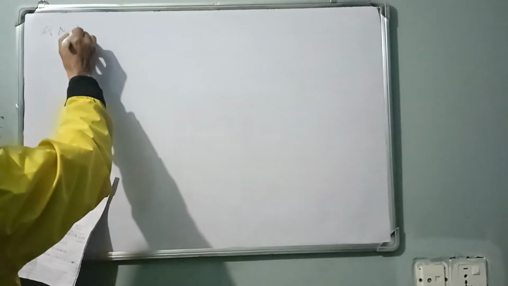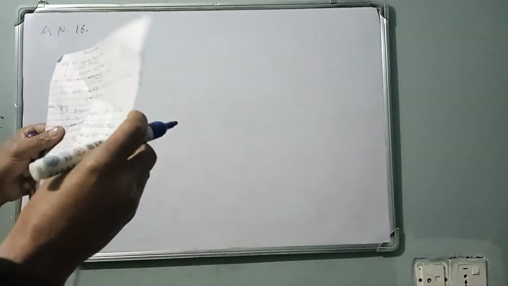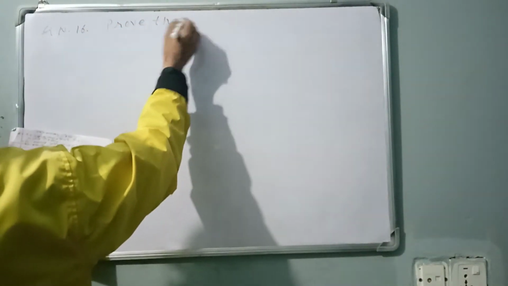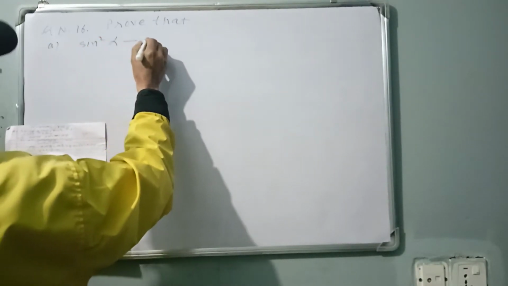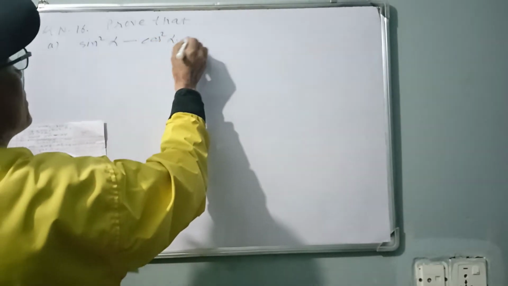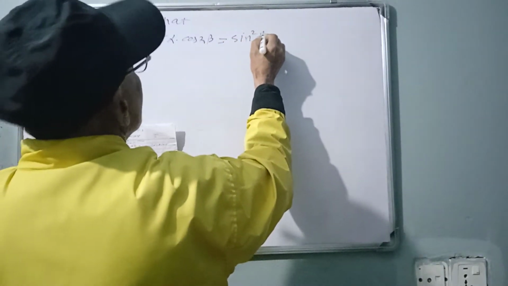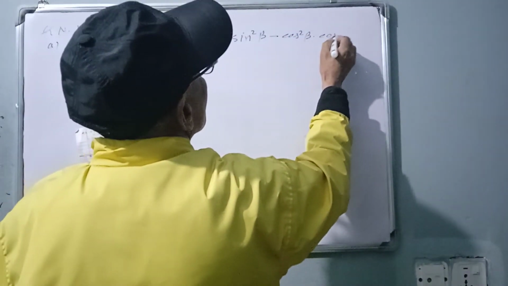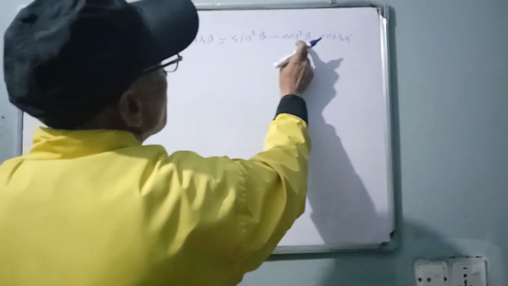Now, the next question is question number 16. For question number 16, you have to prove, and I will write down 2 types of question. Prove that, number A, sin square alpha minus cos square alpha into cos 2 beta equals sin square beta minus cos square beta into cos 2 alpha.